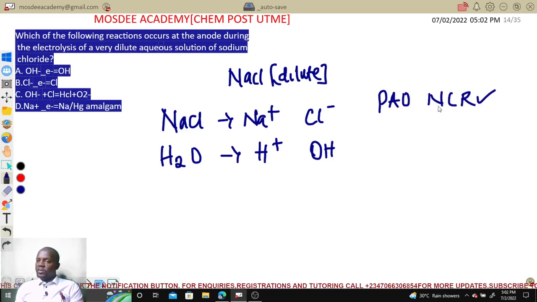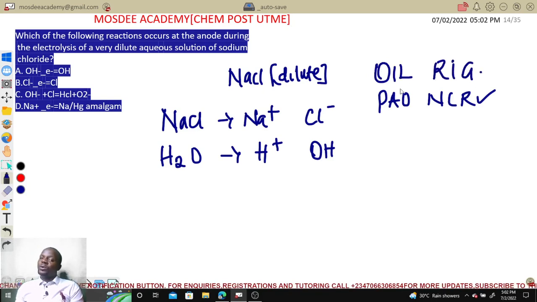This is the logic. Positive anode, oxidation; negative cathode, reduction. So the anode is positive, oxidation, negative cathode, reduction. OIL RIG: oxidation is loss, reduction is gain. Oxidation is loss, reduction is gain.